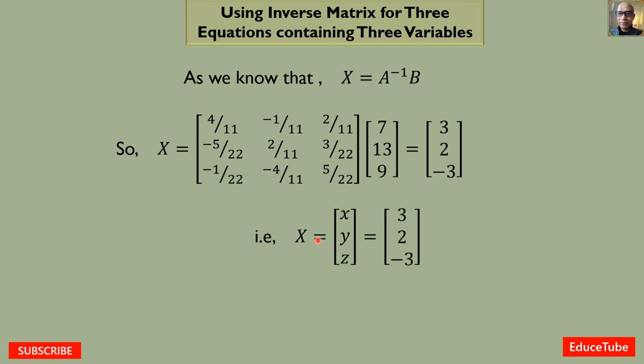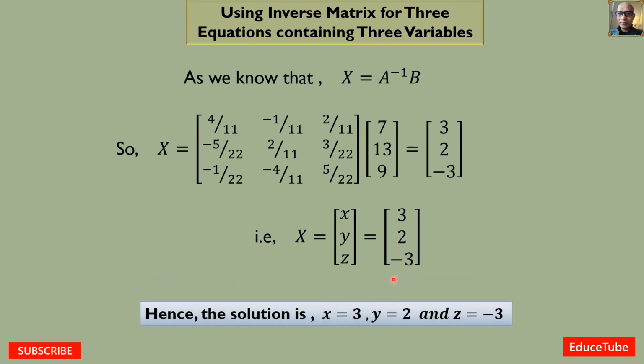So in clear format, X, Y, Z. So this is the value 3, 2, minus 3. So X equal to 3, Y equal to 2, Z equal to minus 3. That is the solution. So I wrote here X equal to 3, Y equal to 2, Z equal to minus 3.